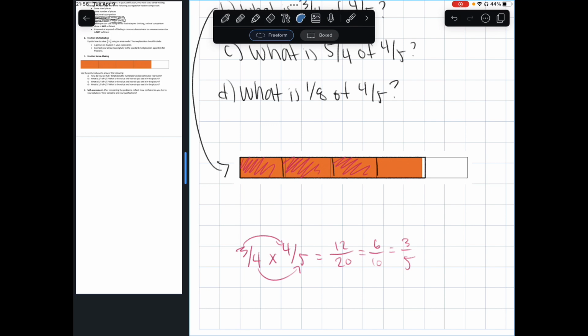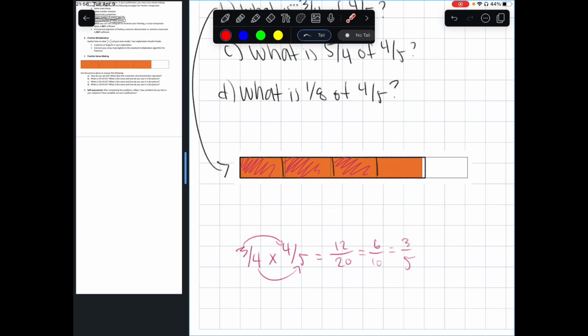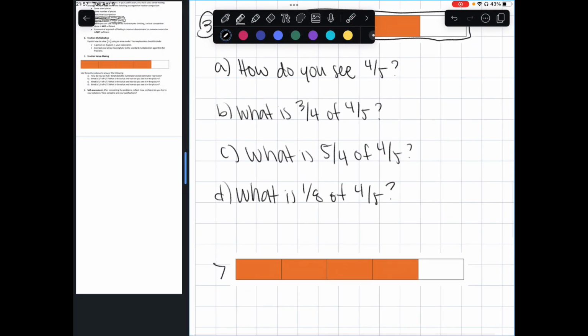That's how I see 3/4, sorry, 3/4 in 4/5. For this next section, we're going to be asking, what is 5/4 of 4/5?